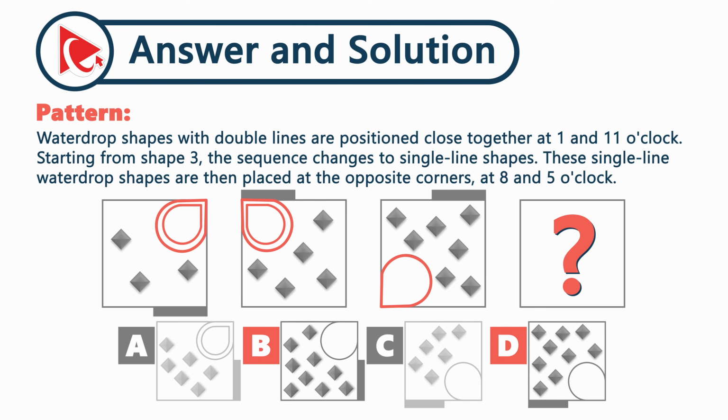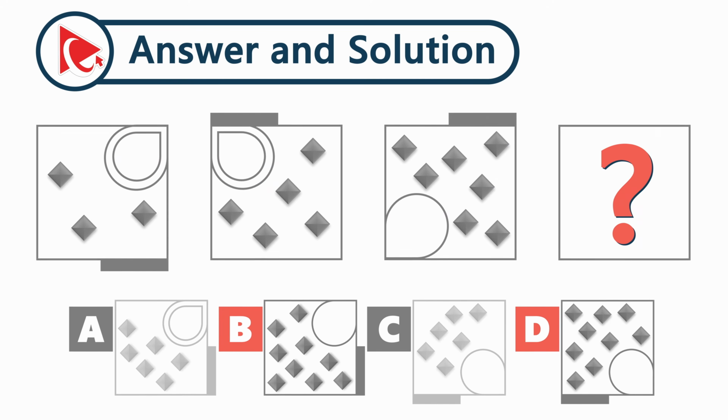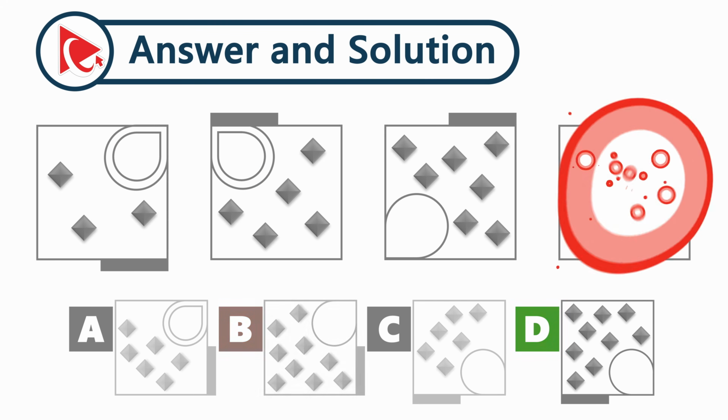Starting from shape 3, the sequence changes to single line shapes. The single line water drop shapes are then placed at the opposite corners at 8 o'clock and then at 5 o'clock. Based on this, we can easily conclude that the correct answer here is choice D.